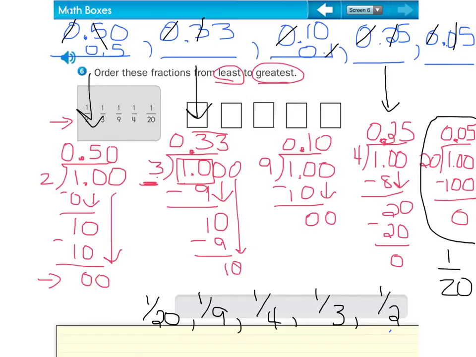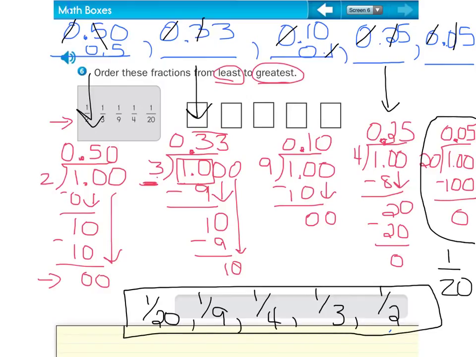Again, get in the habit of doing the division part of this right away, because pretty soon you're going to be having fractions that are a little bit more difficult than this. And if you don't know how to turn those fractions into a decimal, it's going to be a little bit more difficult. So get in the habit of doing that division, looking at those decimals, and then putting the decimals in order based on least or greatest. Okay? And that's the answer to question number 6.